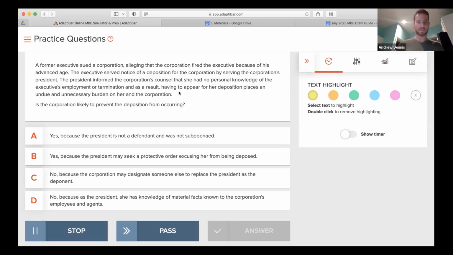A: Yes, because the president is not a defendant and was not subpoenaed. B: Yes, because the president may seek a protective order excusing her from being deposed. C: No, because the corporation may designate someone else to replace the president as the deponent. D: No, because as the president, she has knowledge of material facts known to the corporation's employees and agents. An interesting question. I expect some variance in the answer.